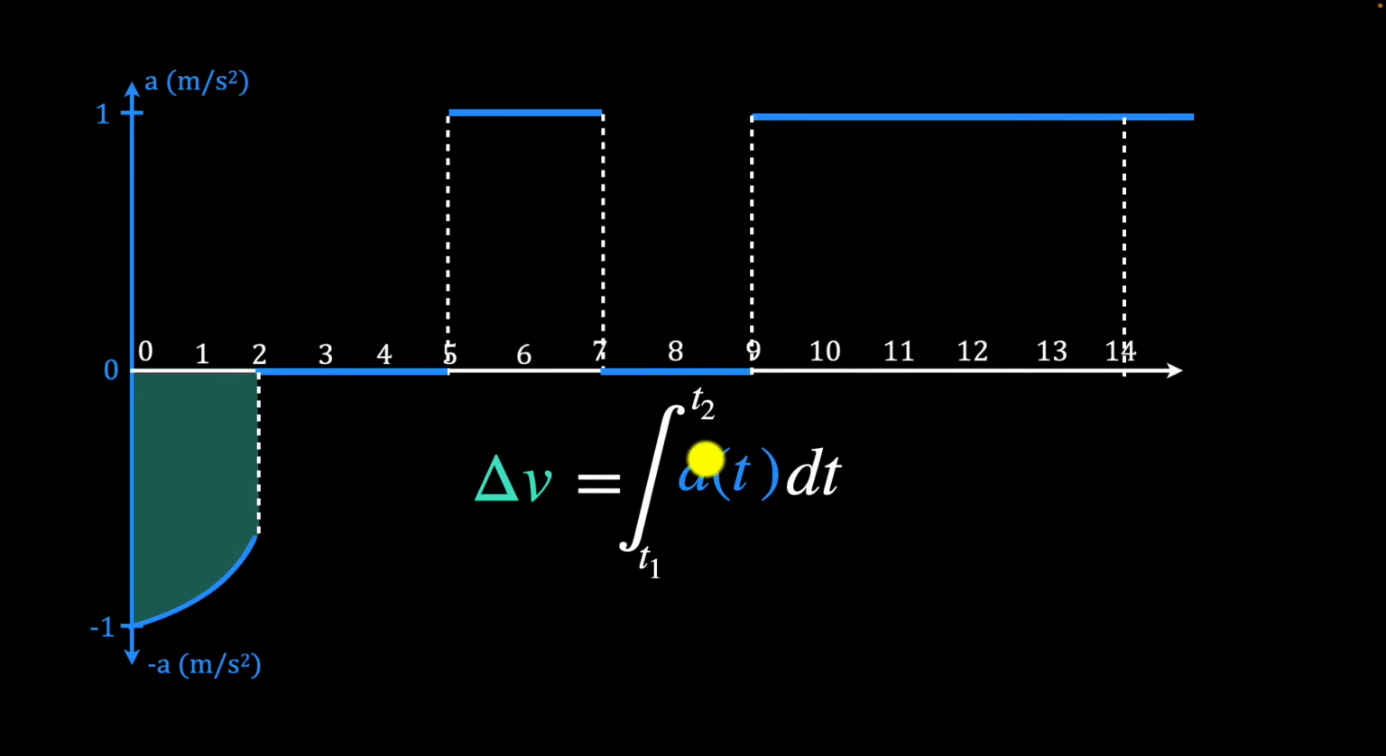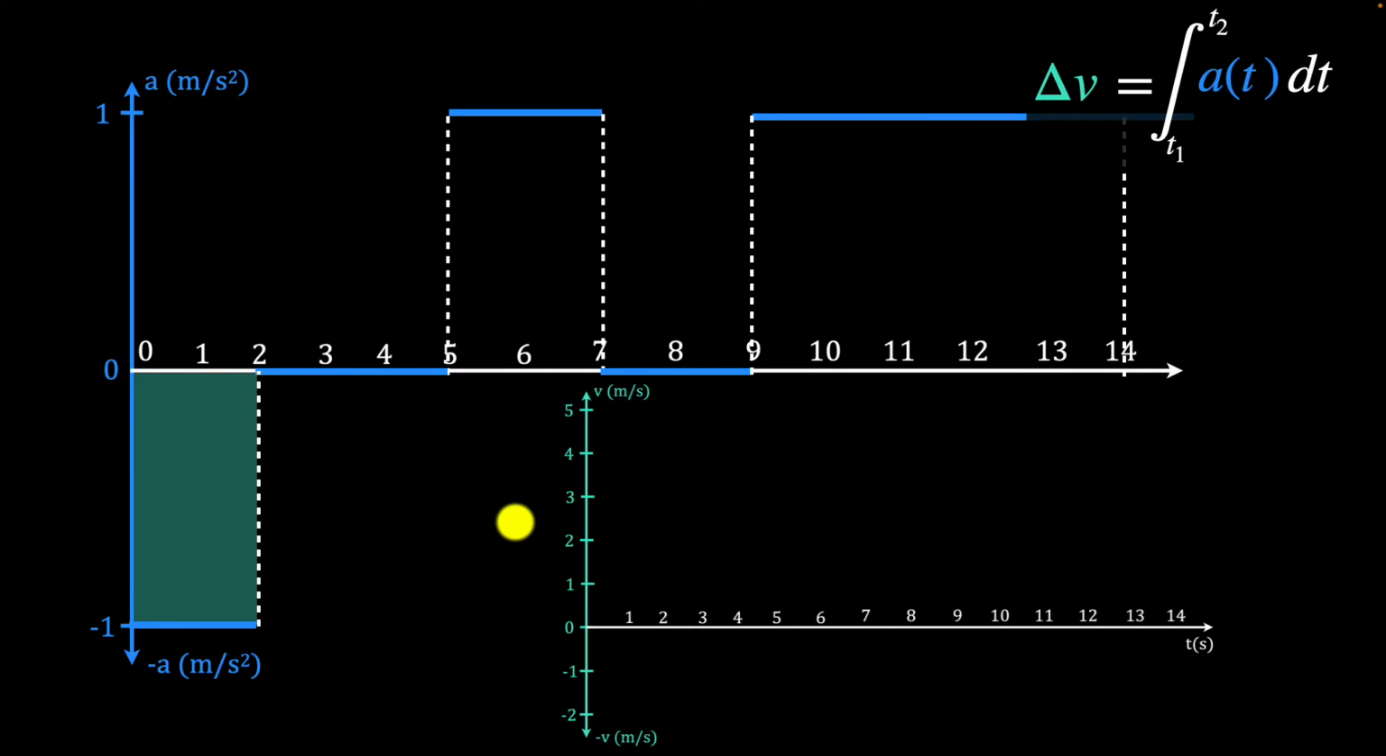And by the way, these are the bounds of the integral. Over here, for example, t1 would be 0 and t2 would be 2. It tells me from where to where we are evaluating the area. Okay, now that we know how to figure out the changes in velocity, let's see if we can use that in our original problem to plot the velocity time graph.